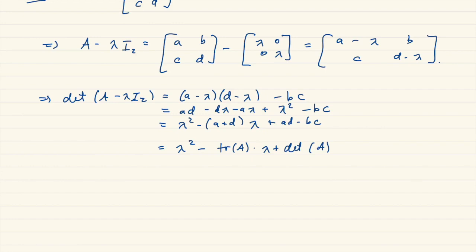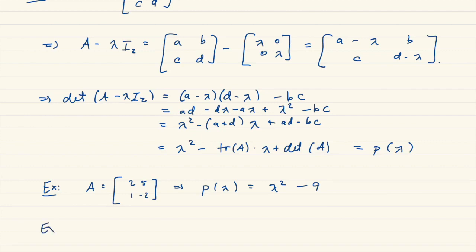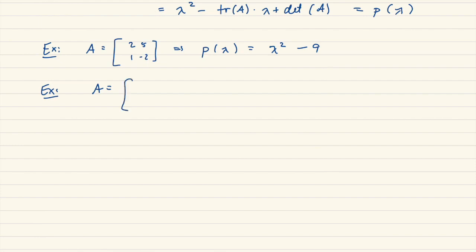And that's particularly nice. So that tells us, just to revisit our example from the previous video, we studied 2, 5, 1, negative 2. Here, A has determinant negative 9 and trace 0. So that means that our characteristic polynomial, which we call P of lambda, remember, was lambda squared plus 0 lambda minus 9.